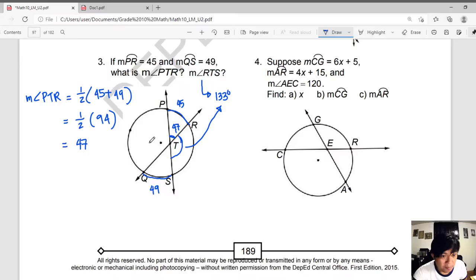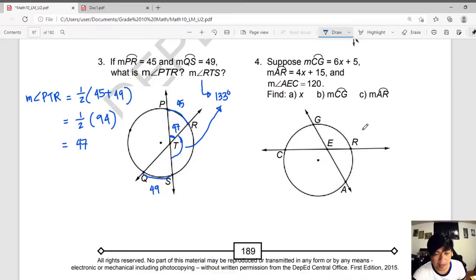Reason why? Why ganun ang measure? Because they are supplementary. Ito oh, this is a straight line, and these two angles are supplementary. So dapat ang sum ng kanilang measure ay equal to 180 degrees. Okay, so we are done with that. Let's proceed with number 4. Okay, ito, may konting pagka-algebra ang problem na to.